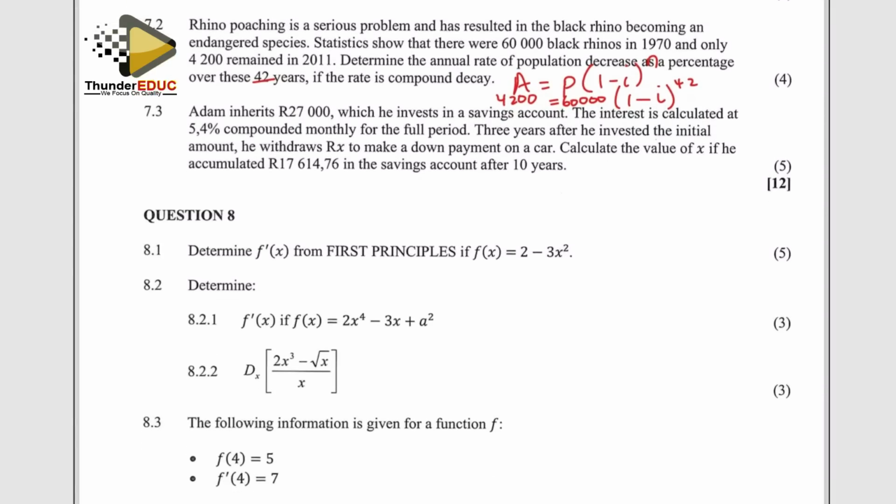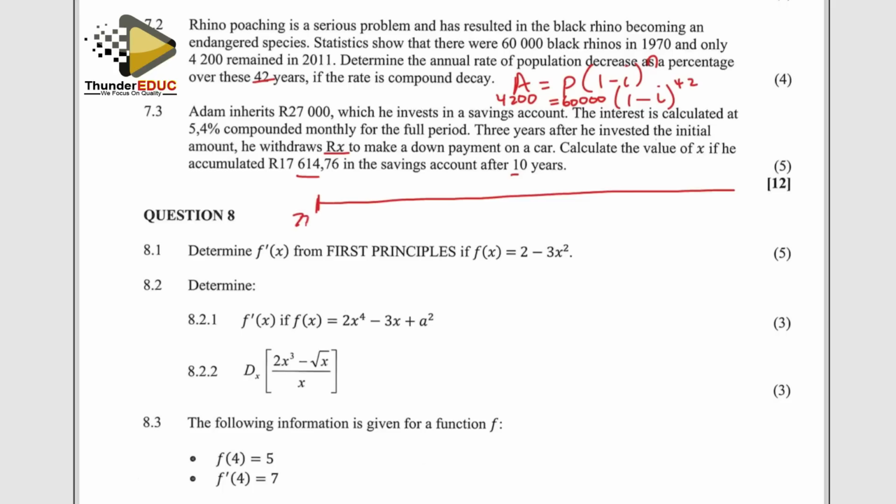Then 7.3, talking about Adam, who inherits 27,000, which he invests into a savings account. Then the interest is calculated at 5.4% compounded monthly for the full period. 3 years after he invested the initial amount, this guy withdraws some money to make a down payment on a car. Determine the value of x if the accumulated value after 10 years is that. So this is more like a timeline.